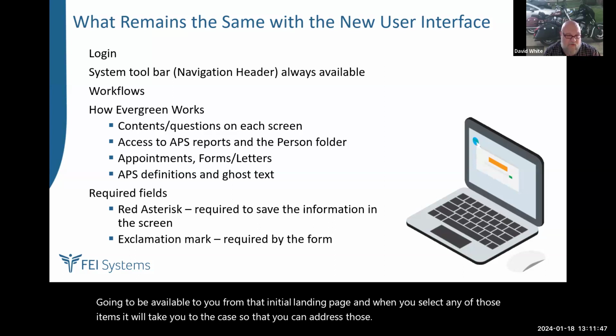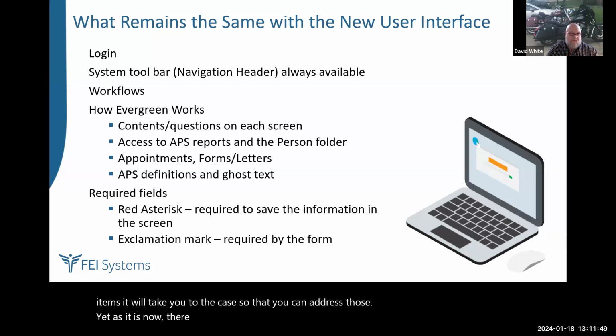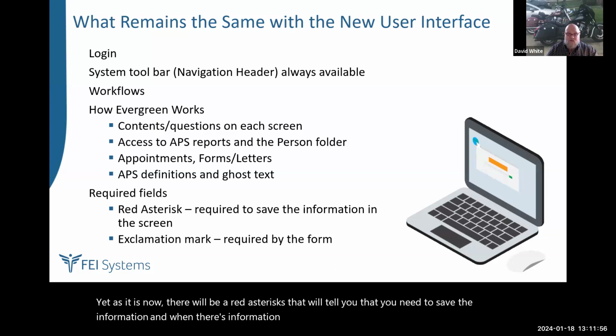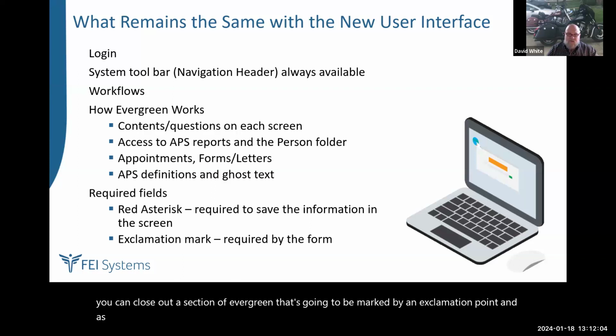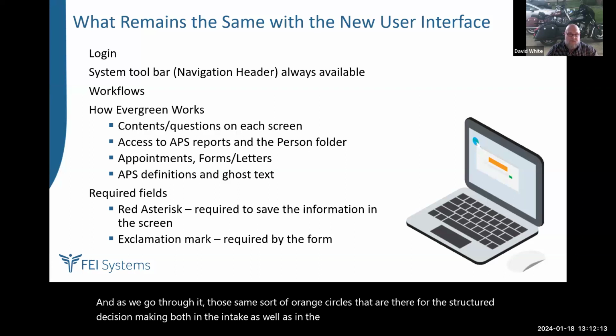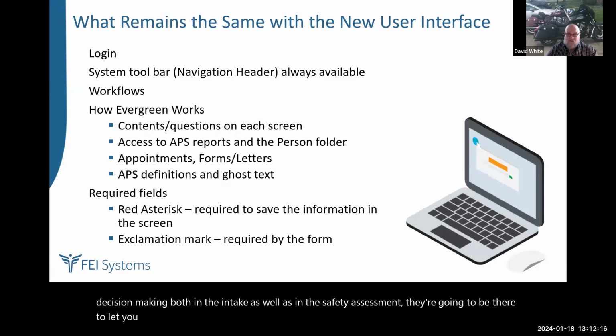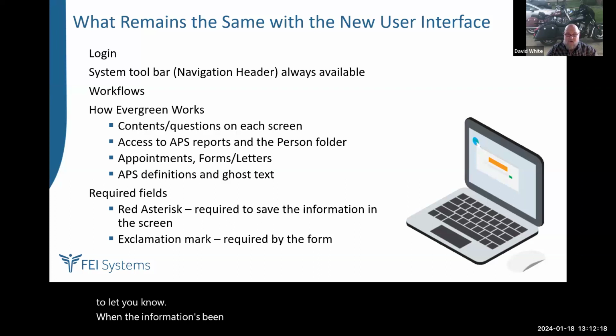And as it is now, there will be red asterisks that will tell you that you need to save the information. And when there's information that needs to be entered before you can close out a section of Evergreen, that's going to be marked by an exclamation point. And as we go through it, those same orange circles that are there for the structured decision making, both in the intake as well as in the safety assessment, are going to be there to let you know when the information has been completely entered. And if you hover over it, it will tell you what needs to be entered before you can move forward.